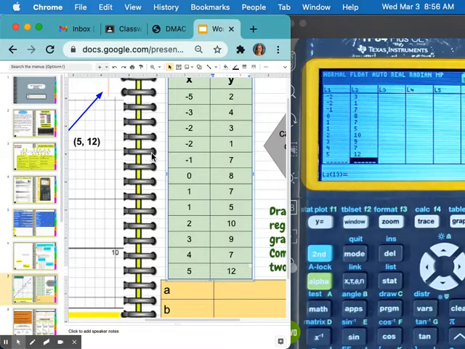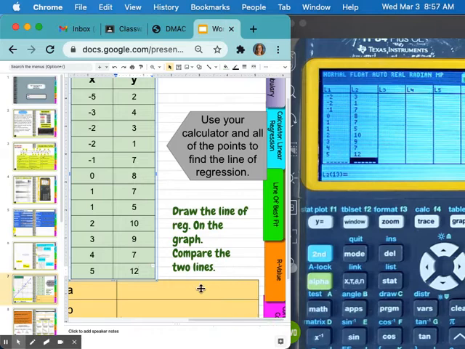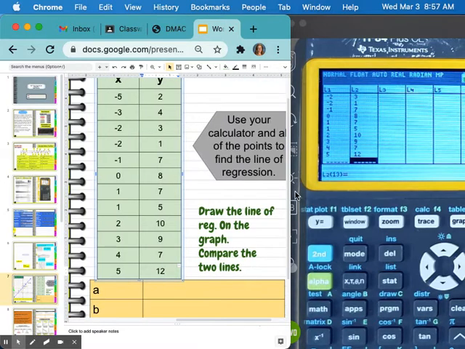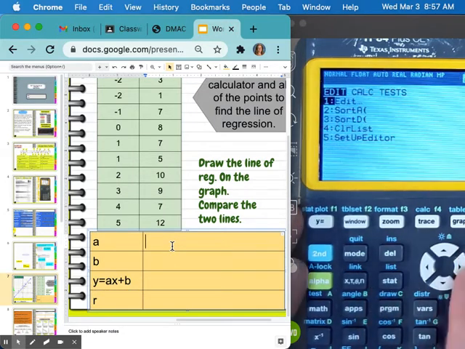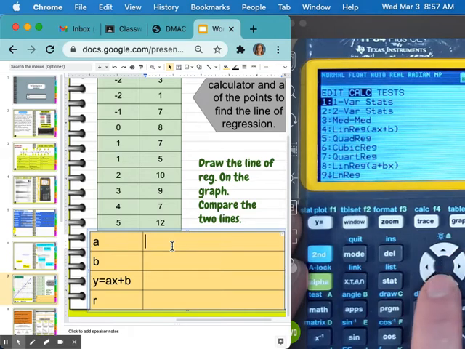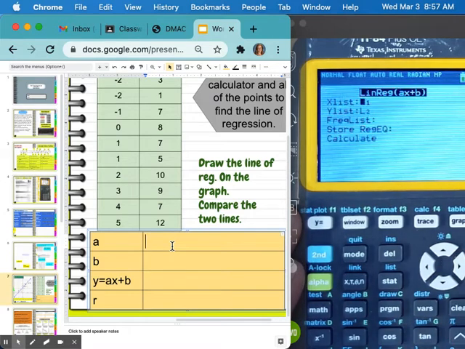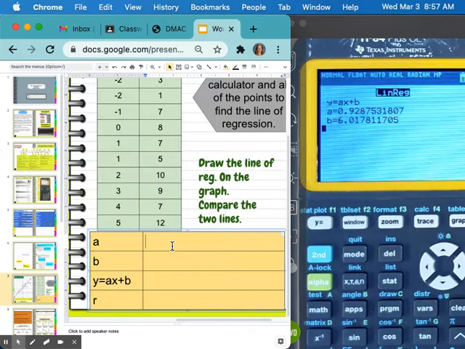Okay. Now we need to do our linear regression. We have a spot down here where we can fill in the A, B, and then y equals ax plus b. I'll tell you about the r value after that. So go to stat, calc, number 4, enter, and there we go. Go ahead and type that in the A and B spot and then write your equation.